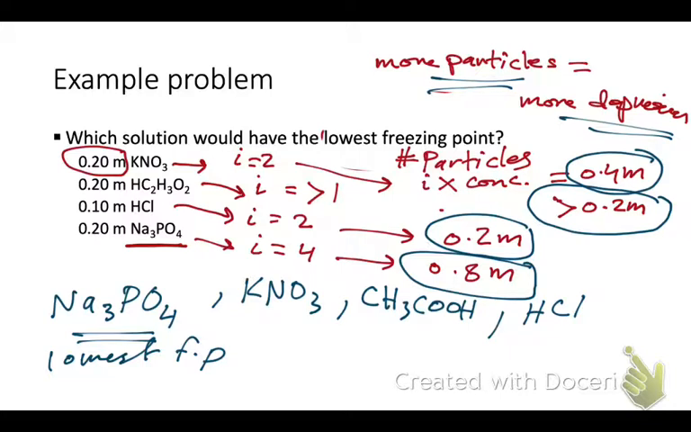Now, if I am asking you which of the following will have the highest vapor pressure, well, remember the name of the property, vapor pressure depression. More particles, lower vapor pressure. So the higher vapor pressure will be, in this case, hydrochloric acid. The lowest vapor pressure will be sodium phosphate. If I'm asking about the boiling point, which one has the highest boiling point, the property name is boiling point elevation. More particles, more elevation. So the highest boiling point will be sodium phosphate. The lowest boiling point will be hydrochloric acid solution in this specific example.